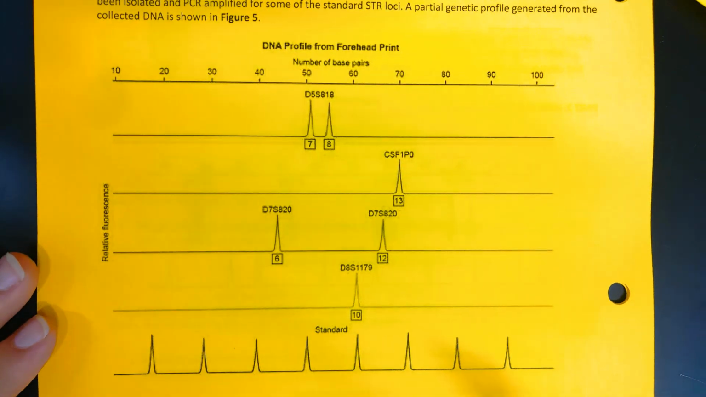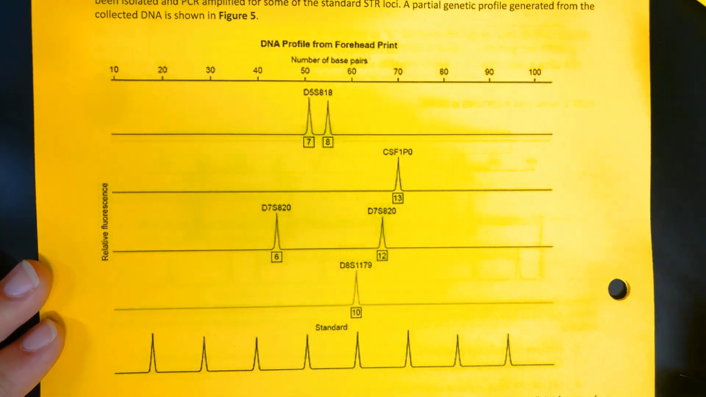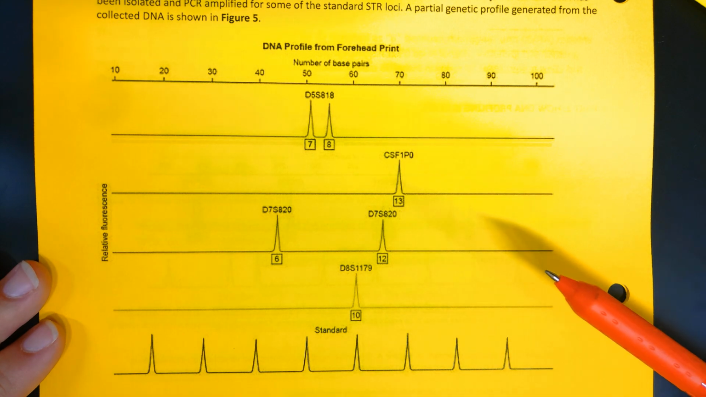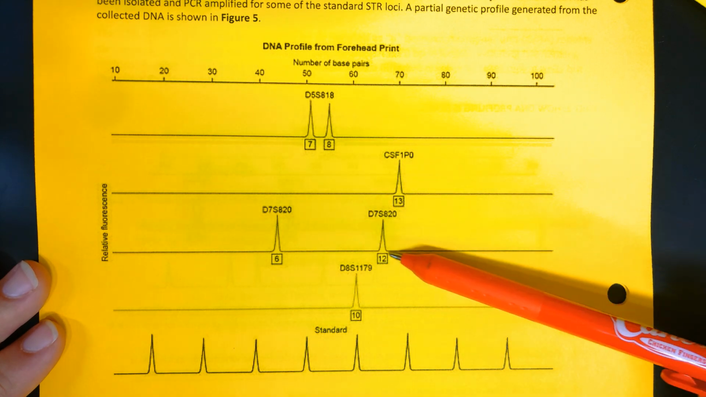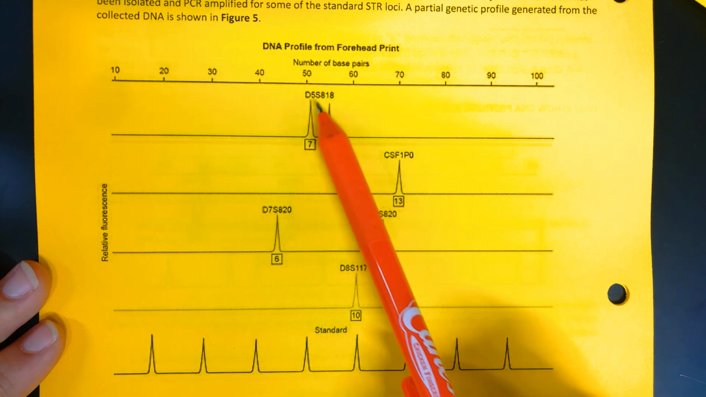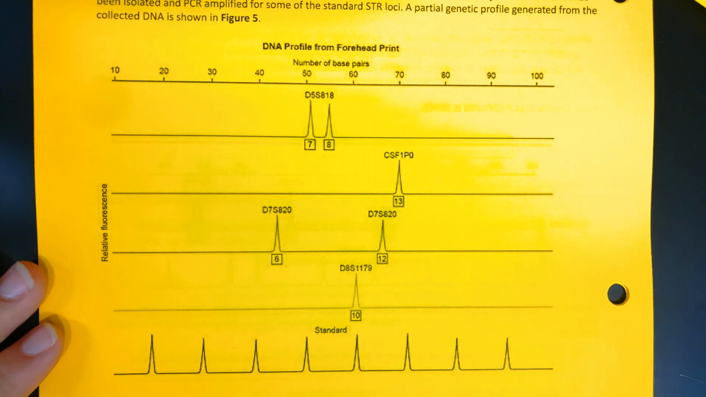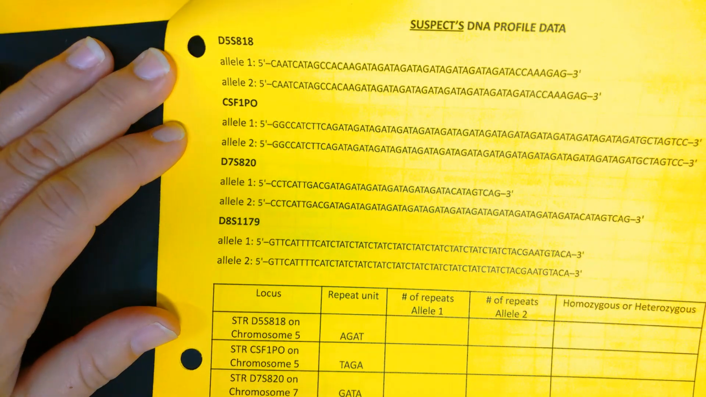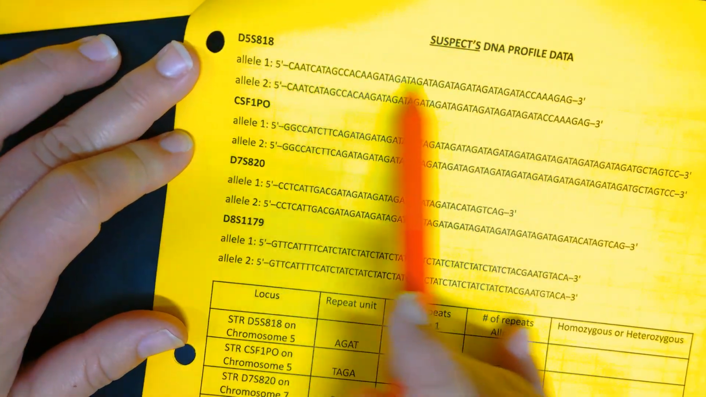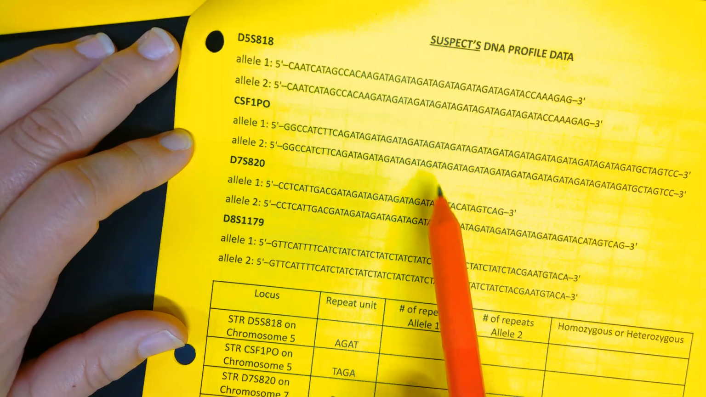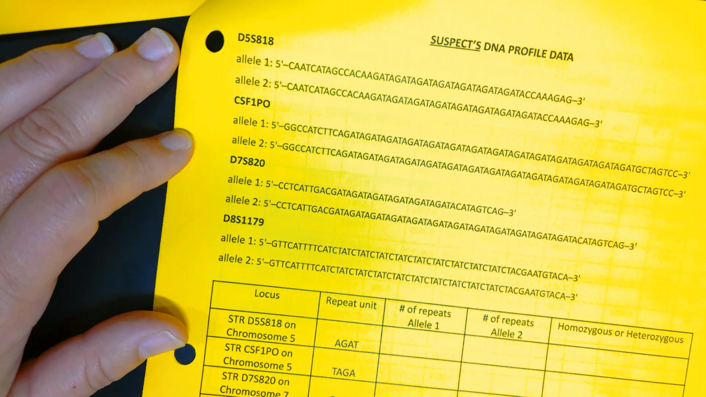So in the activity that we were doing in class, we actually have a robbery in a jewelry store, and we got some skin cells from a forehead print that was left on the glass. And so this is our unsub's DNA. And we have 1, 2, 3, 4 different loci that we're looking at. The police also have a suspect, and the suspect's DNA is listed on the next page. It's not in electropherogram form, it's in a longhand form.